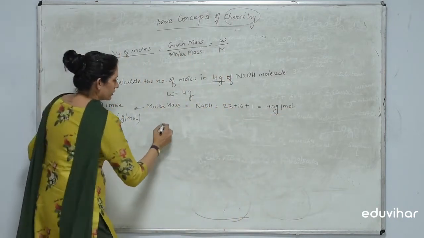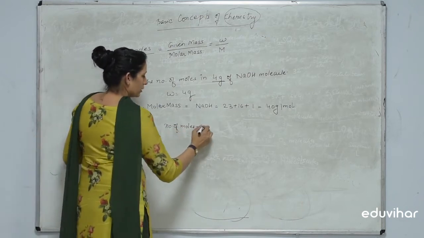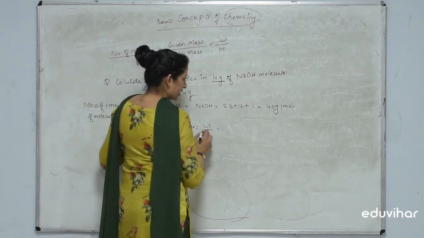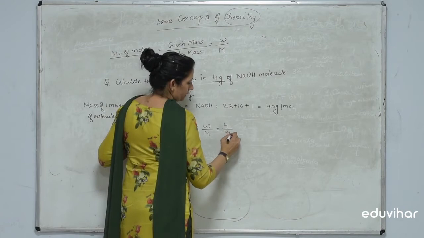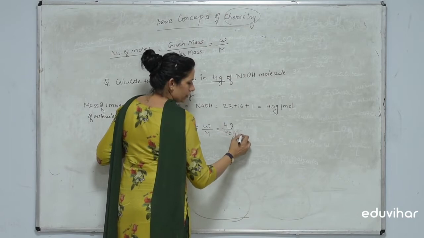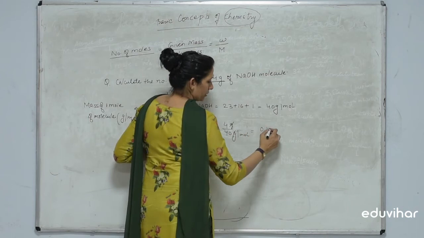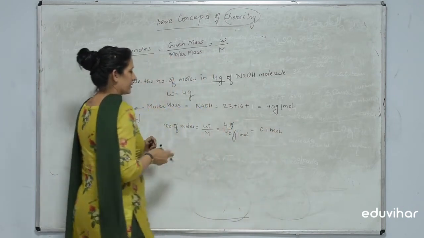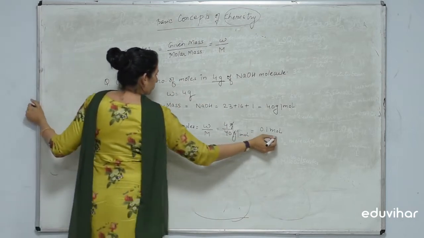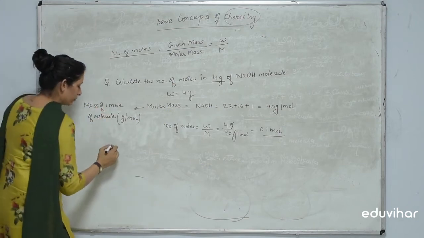So the number of moles is equal to W upon M, that is equal to 4 upon 40. This is 4 gram divided by 40 gram per mole. Gram to gram cancels out. It becomes 0.1. It means 4 gram of NaOH contains 0.1 mole of NaOH. I think it is clear. I am taking one more example.